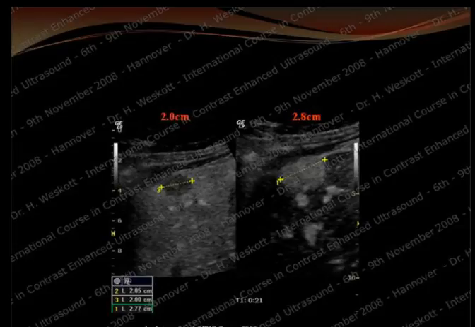There's no change between the two, but what we saw was a decrease of the peritumoral enhancement, and in the following weeks the tumor then began to shrink, and after 3 months the tumor was very, very tiny, only 3 to 4 millimeters. So we think that maybe this is the beginning of a response to chemotherapy.